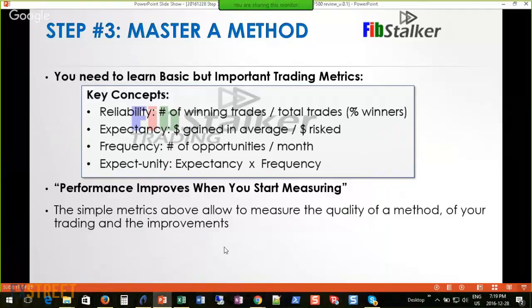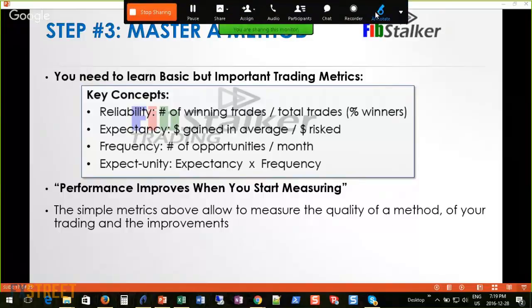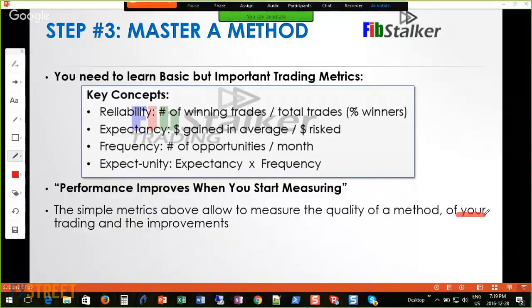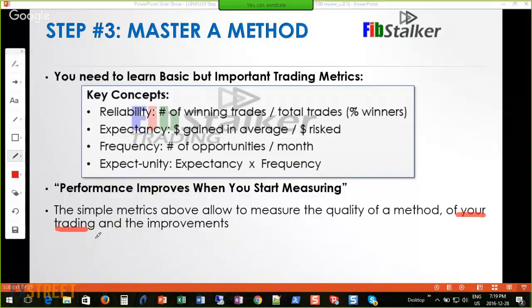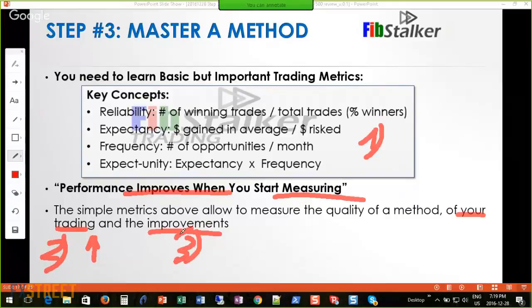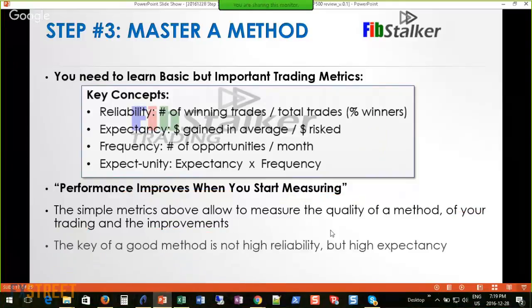All right. So the simple metrics above allow measuring the quality of a method, but as I mentioned before, they also allow you to measure your own trading, how you are performing, and by measuring that, we can improve, because performance improves when you start measuring. So it's very, very important. Number 1, you need to know your method. Number 2, you need to know your performance. And when you know both, you can actually generate information that you can use to improve your trading.